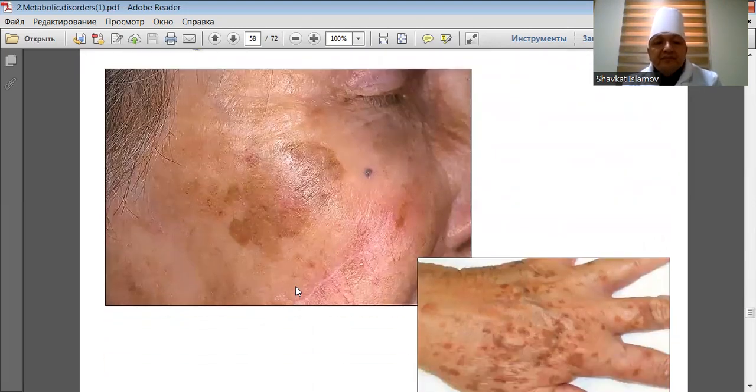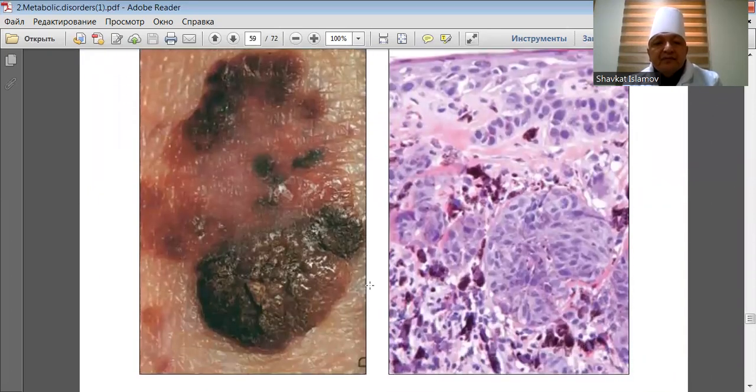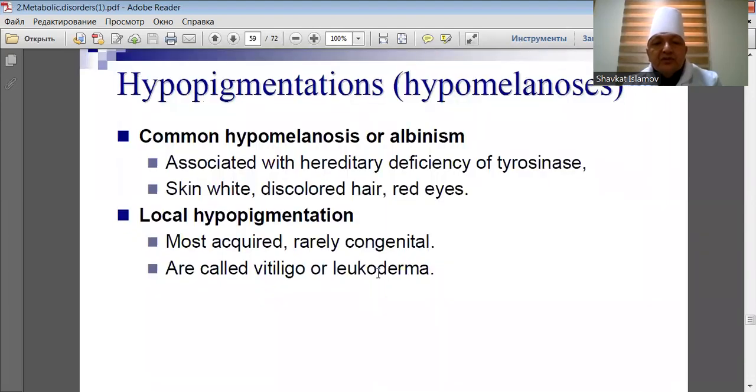Lentigo. Hypermelanosis, melanoma. Macro, micro pictures. Hyperpigmentosis, hypermelanosis. Common hypomelanosis is albinism, associated with hereditary deficiency of tyrosinase: skin white, hair light, red eyes. Local hypopigmentation, mostly acquired, rarely congenital, is called vitiligo or leukoderma.